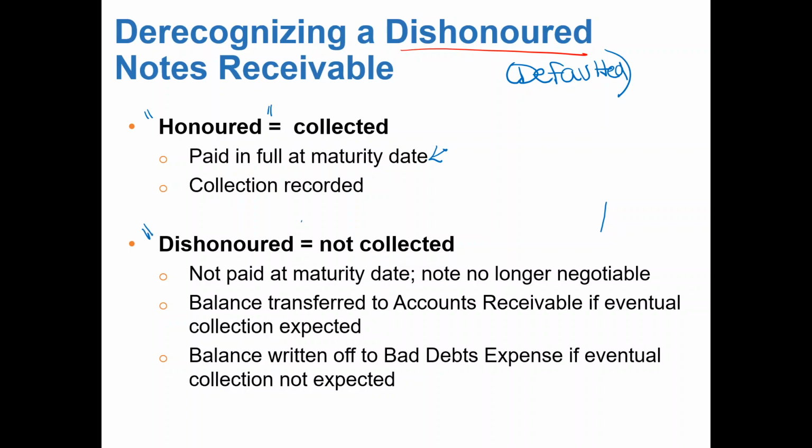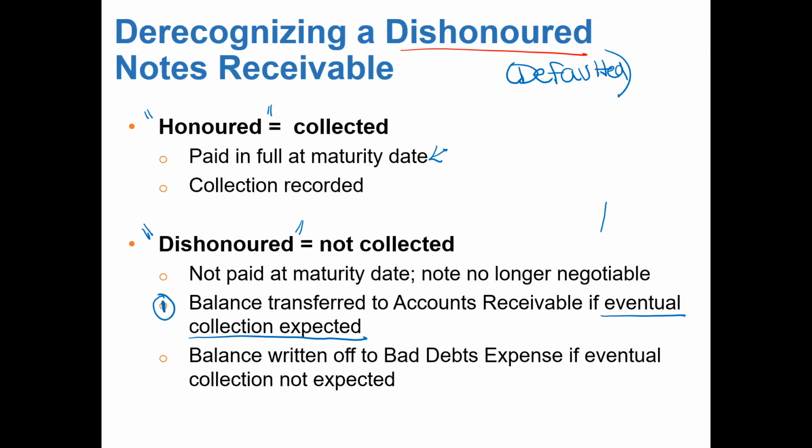You just record collection of the cash. But if you have a dishonored or a defaulted note, it means that the amount is not collected at maturity. So you get to that maturity date, but the other party is not able to pay you. So the note has ended, and therefore we need to move the amount out of the note receivable and put it somewhere else. And there's two options where we may move it.